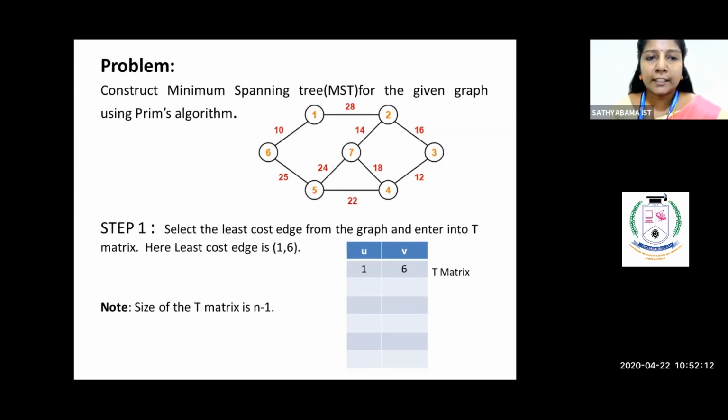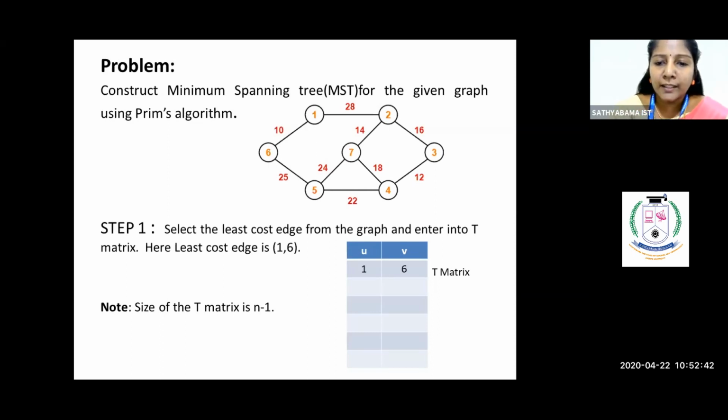The first step in Prim's algorithm is we need to select the minimum edge. In this given graph, the minimum edge weight is 10. The corresponding edge is 1, 6. So the edge 1, 6 is entered into the T matrix. What is the T matrix? The T matrix is the resultant matrix that contains all the edges that are going to be used to find the minimum spanning tree.